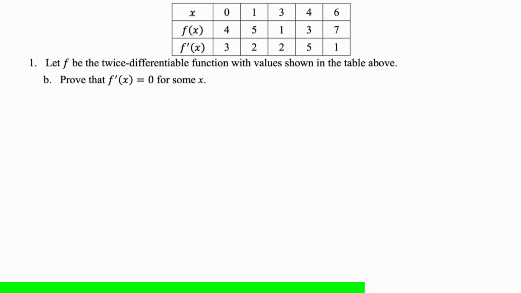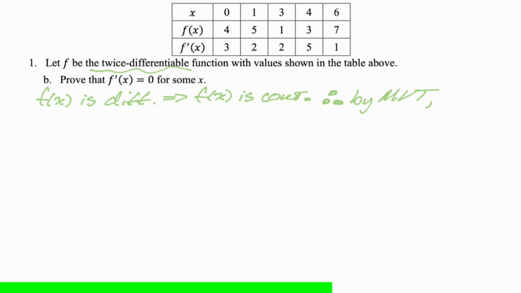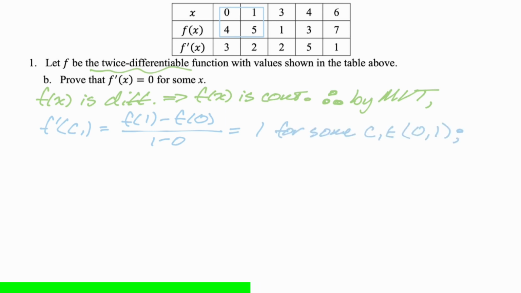So f is twice differentiable, which means that f is differentiable, which means that f is continuous. Therefore, we're allowed to use the mean value theorem. I'm going to go from 0 to 1 and show that f prime is positive somewhere. I'm going to call it C1 because I'm going to do two different mean value theorems. f of 1 minus f of 0 over 1 minus 0 gives us 5 minus 4 over 1, so just 1, which is positive, for some C1 between 0 and 1.